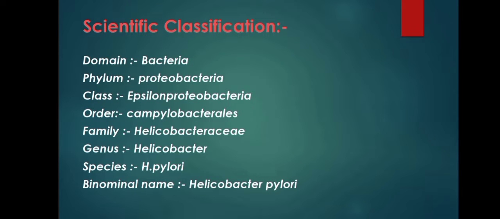First we can see scientific classification. Domain bacteria, phylum Proteobacteria, class Epsilon Proteobacteria, order Campylobacteriales, family Helicobacteriaceae, genus Helicobacter, species H. pylori, binomial name Helicobacter pylori.